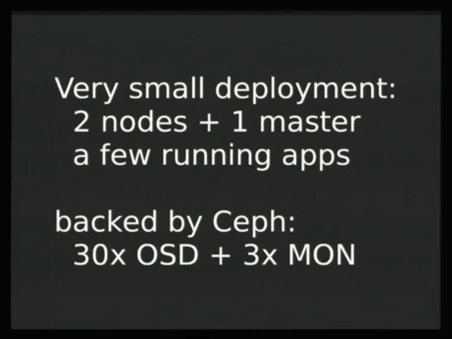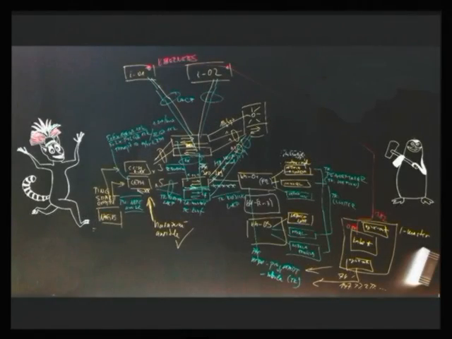Our deployment is very small. We have just 2 Kubernetes nodes and 1 master, and a few running apps. I think it's 2 or 3 apps currently. But the deployment is backed by the Ceph storage. And this Ceph storage is running on 7 servers, which means that we need 10 servers to run our small deployment of Kubernetes. Sorry.